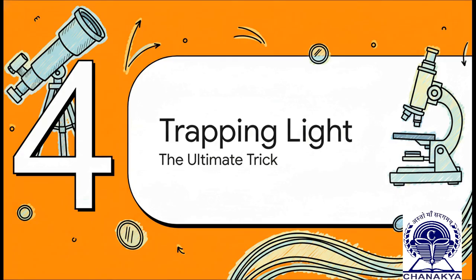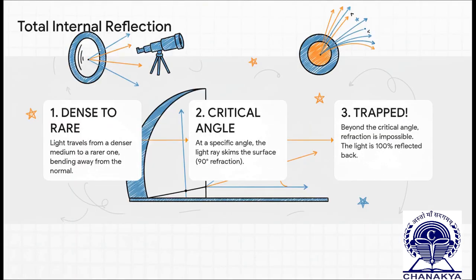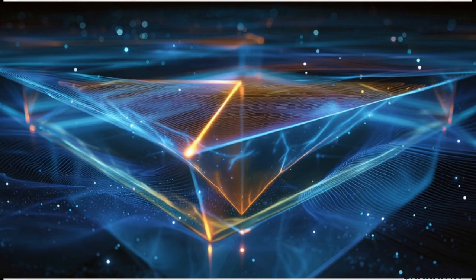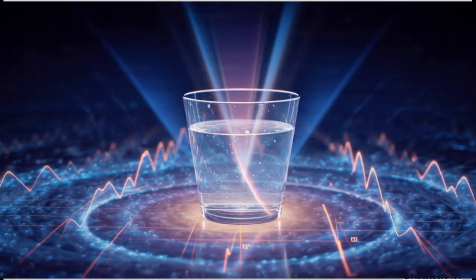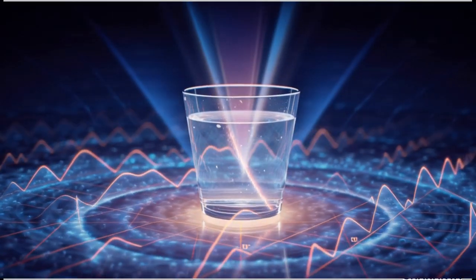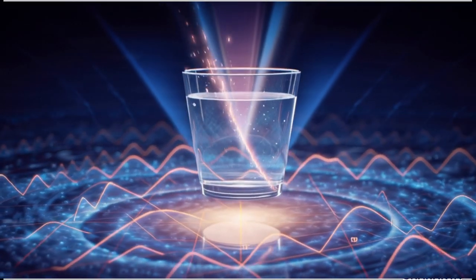And to do that, we need to talk about a very special kind of reflection. Okay, stick with me here. It's a three-step process. First, light has to be going from a dense material, like water or glass, into a less dense one, like air. When it does that, it bends away from the perpendicular.